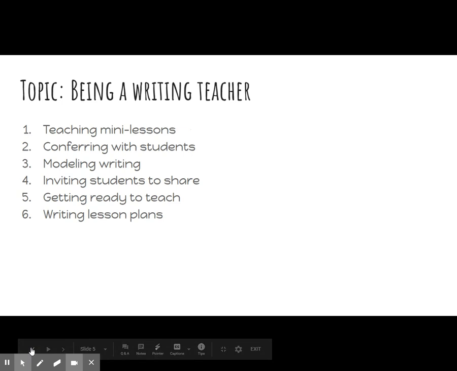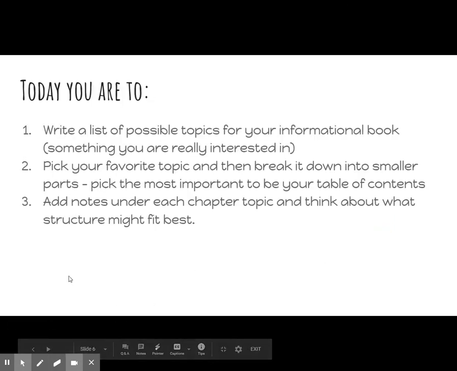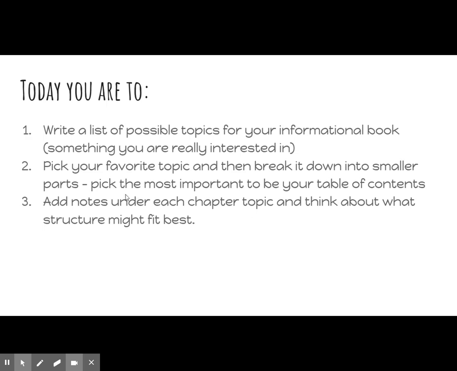After you pick your favorite topic, then I want you to do what we did. I want you to break it down into smaller pieces, like being a writing teacher. I broke mine down into 6 smaller pieces. That's how I started with it. And then after that, those are going to be the 4 different chapters you pick. So I want you to stick with 4 here, or try to stick with 4. 4 different chapters.